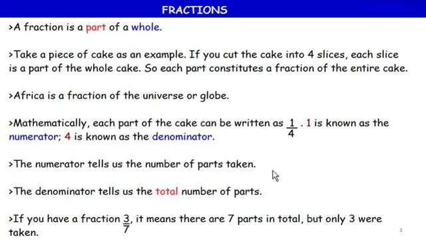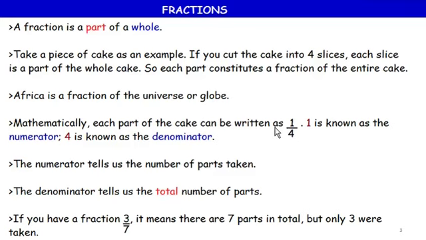So in the mathematical sense, let's go back to the illustration I used with the cake. Assuming the cake was cut into 4 slices, each part of the cake can be written as 1/4, right? So 1/4 becomes the fraction of the cake that is being cut. So you see, you're having 1/4. That is how fractions are denoted mathematically.